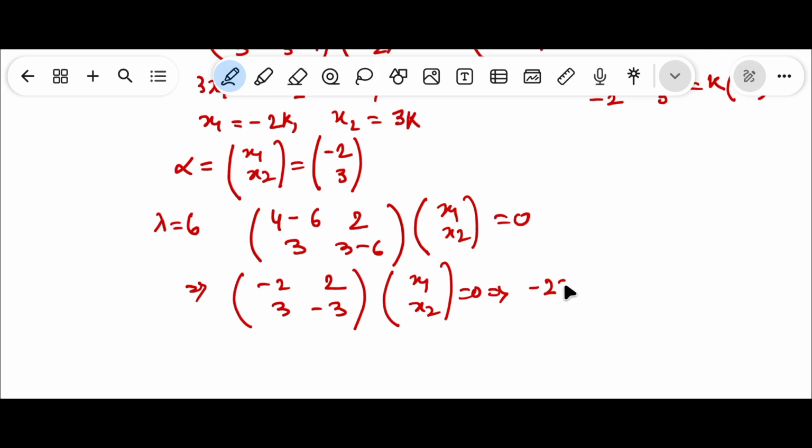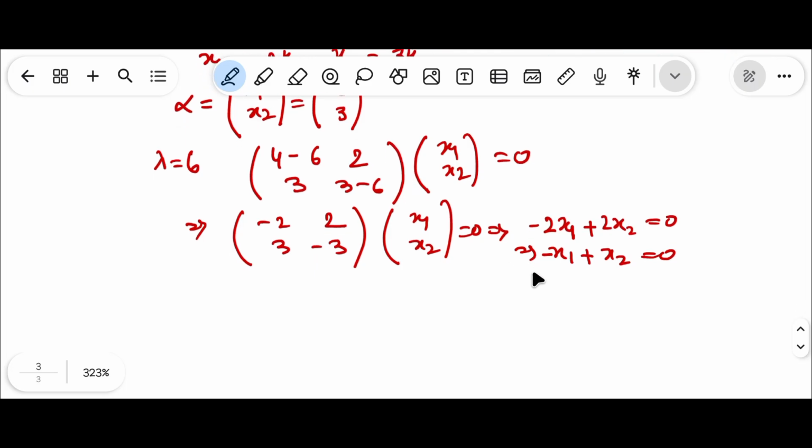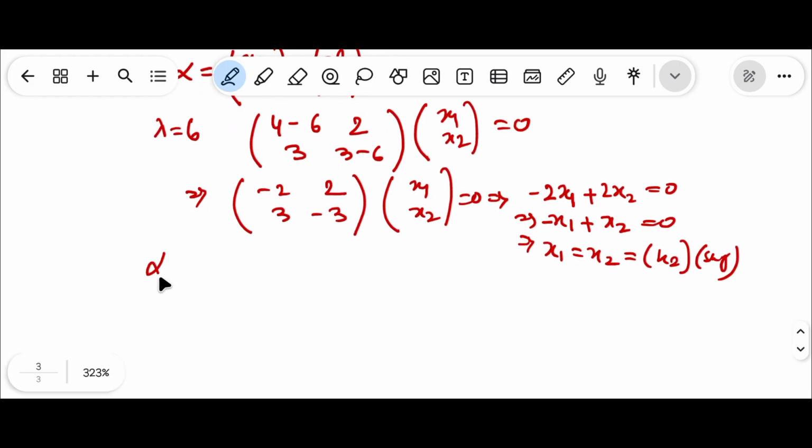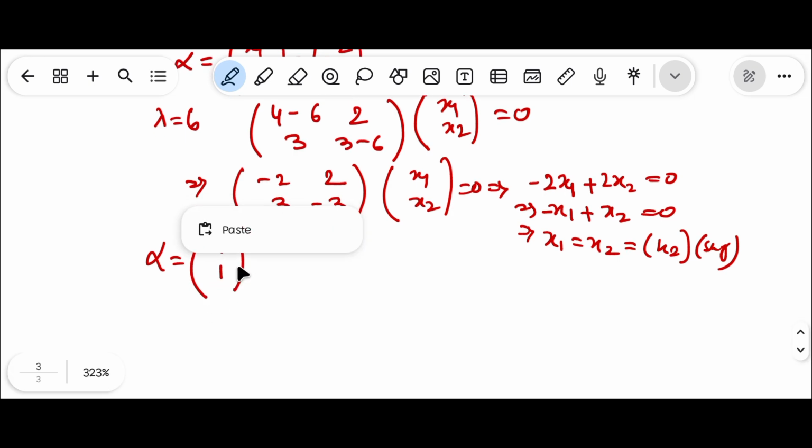It also gives us the same equation, 2x1 plus 2x2 equals 0, which is nothing but minus x1 plus x2 equals 0. See, from here if I multiply the second row, we will get 3x1 minus 3x2 equals 0, that is same as minus x1 plus x2 equals 0. So this gives us x1 equals x2. Let us take that equal to k2, suppose. Therefore our alpha is this time k, k. If I take k common, that is 1 1.